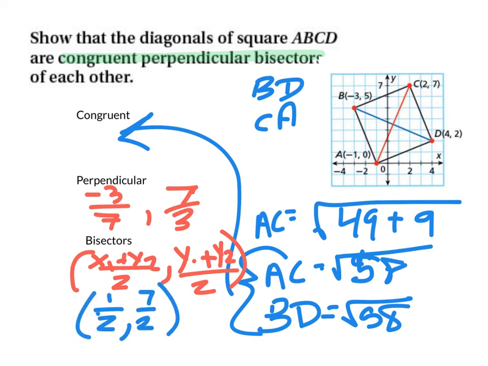So here's our ordered pair. 1/2, 7 over 2 is what you get when you find the midpoint of both diagonals. Since they both have the same midpoint, and everything else, we have congruent diagonals, and we have perpendicular diagonals. And our midpoints are the same for the bisectors, so therefore, these diagonals are congruent perpendicular bisectors.